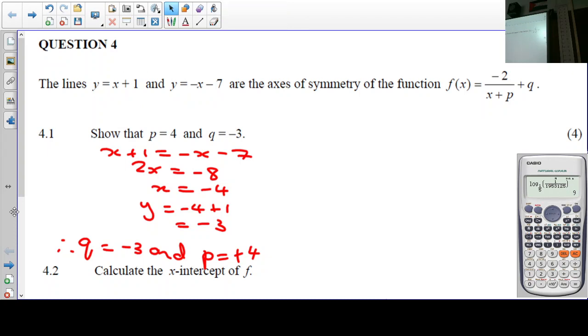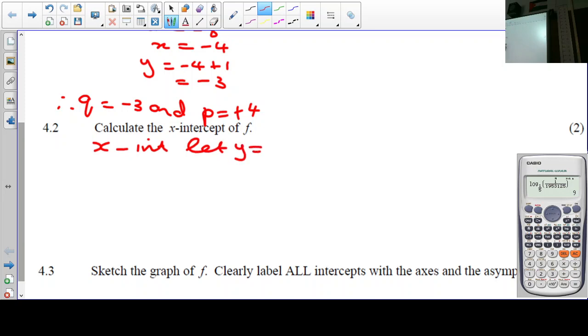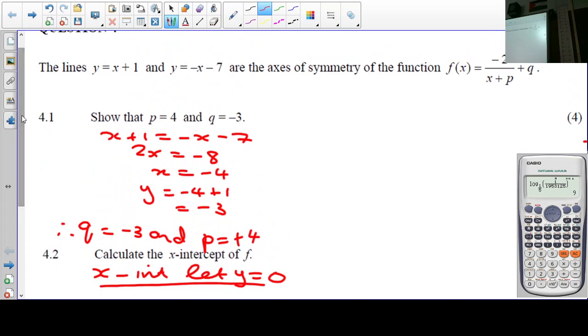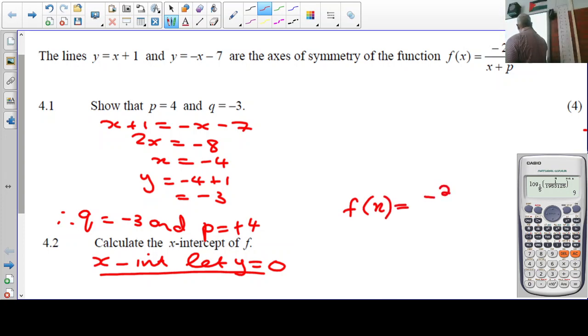The next question is question 4.2. It says calculate the x intercept of f. How do you calculate the x intercept? We let y equal to 0. So this is your equation. Put here on the side, f of x is equal to negative 2 over x plus 4, minus 3. Remember, this is now your equation.